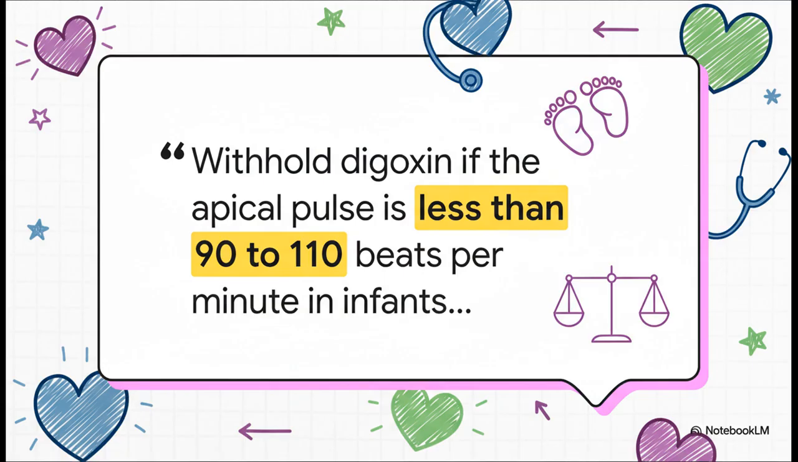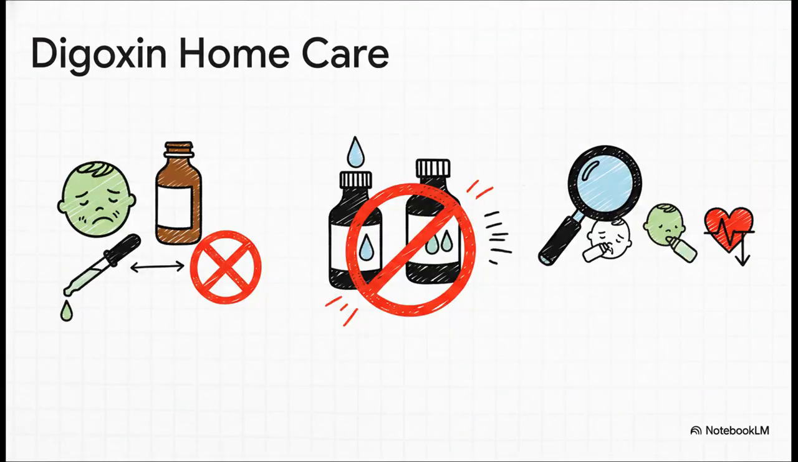So the number one golden rule is you must check the apical pulse for a full minute before every single dose. And you have to know your heart rate cutoffs for holding the medication. For infants, that's typically anything below 90 to 110. And it's not enough for us to know these rules. We have to drill them into the parents. They need to know this stuff inside and out.